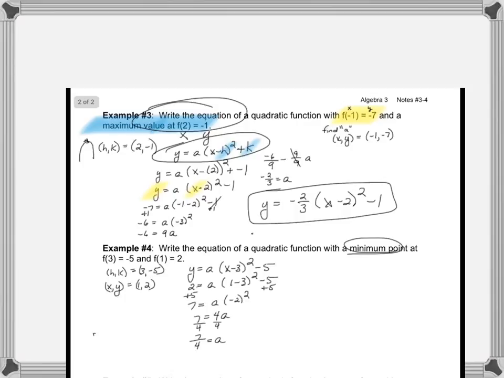And now I can just take that a value and substitute it back in here, for this a and this a, I'm going to put this number in there instead. Okay. So I'm going to erase that a, and I'm going to write in 7/4, and that's my final answer.